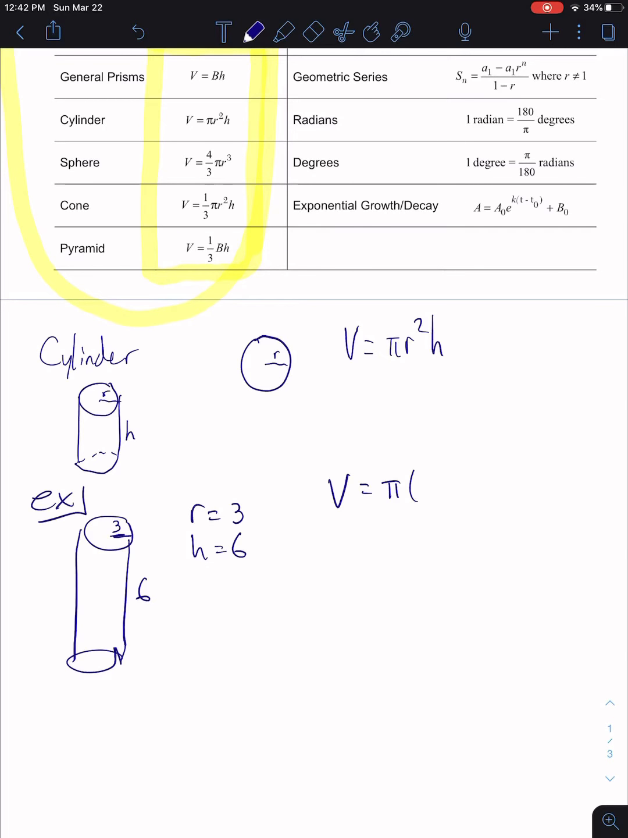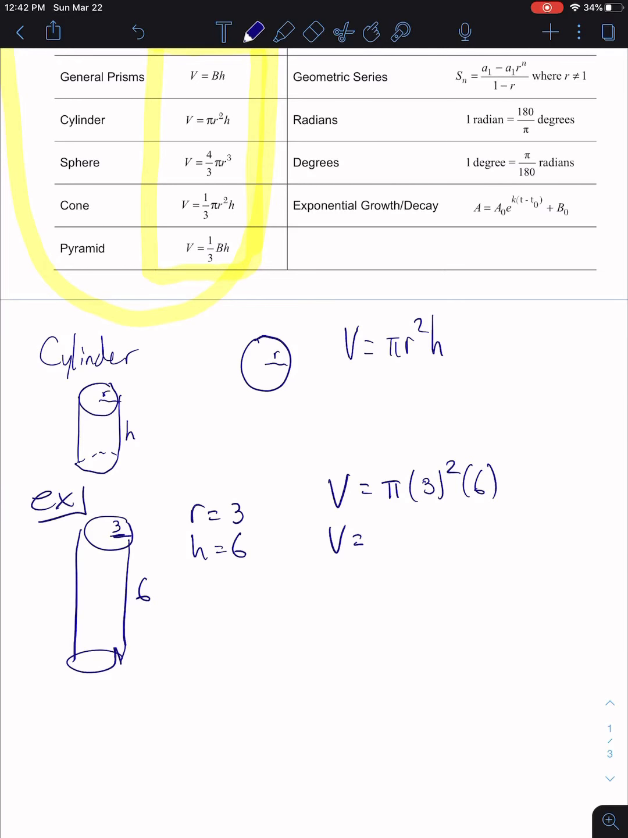So for us, that radius is going to be 3 squared, and we're going to multiply that by 6. So two different ways to do this. The first way that I'm going to show you is how to leave this in terms of pi. Okay, so to leave this in terms of pi, we're going to be doing just the numbers. We're going to leave pi in our answer.